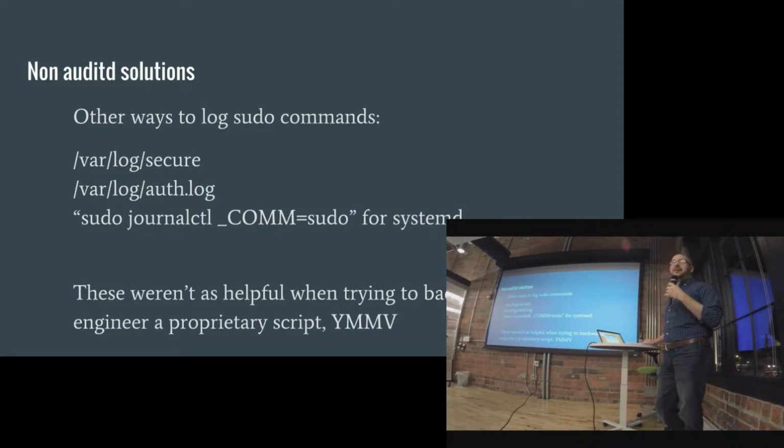And if you don't like Auditd, there are some other methods you can use too. /var/log/secure usually works pretty well. /var/log/auth.log is another way that usually has what you want. Again, in my example, it didn't have quite the detail. If you're using systemd, you can use journalctl to show you anytime someone entered the sudo command. So that's nice without using the audit log.